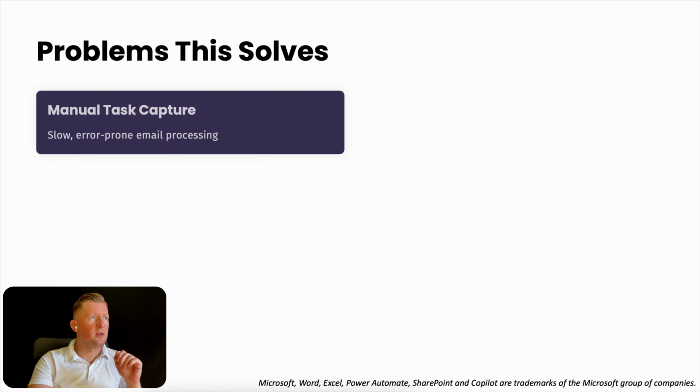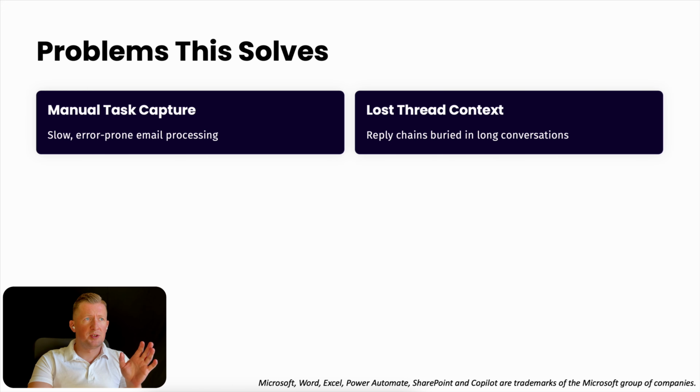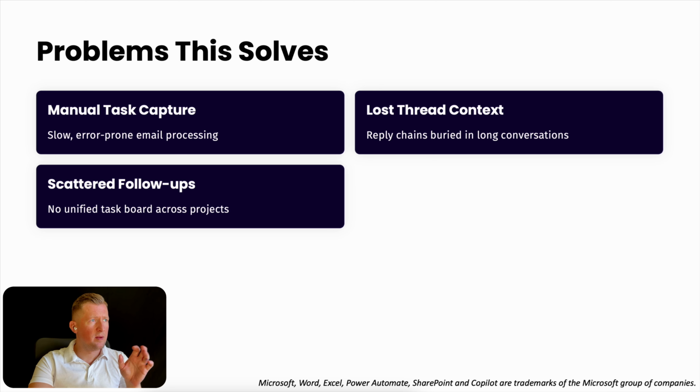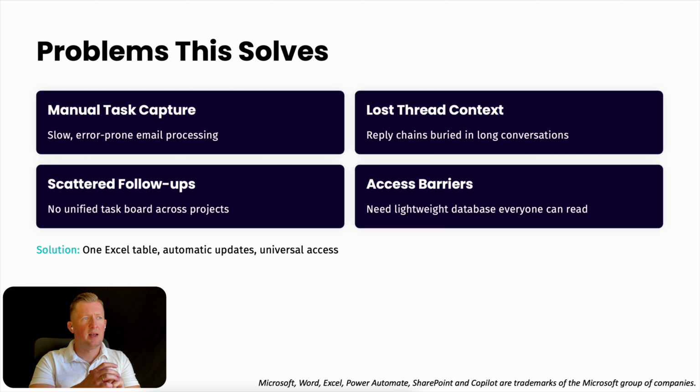The problems that it solves are the manual task capture, so the task capture is done automatically. Lost thread context, maybe some information is buried, but with this automated AI follow-up, it is solved. Scattered follow-ups, no unified task board across projects, it's solved with this as well, and the access barriers. The solution is one Excel table that automatically updates, and it has universal access.